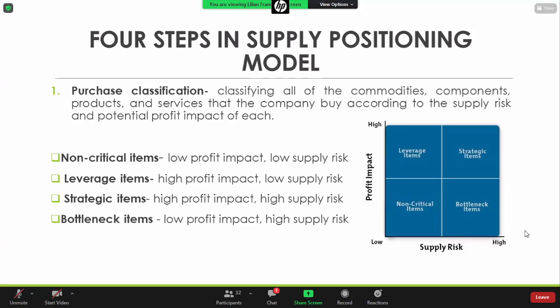As you can see sa matrix, it has a high profit impact and high supply risk. Ibig sabihin, the item is difficult to buy because it can be acquired only from one supplier or very few suppliers. Kaya sinabi nating high supply risk. Next, the product also has a high importance in the buyer's economy, o yung tinatawag na natin special item or product.